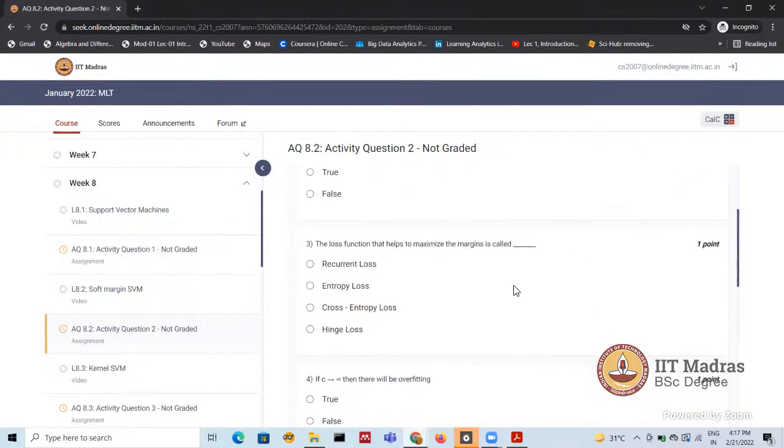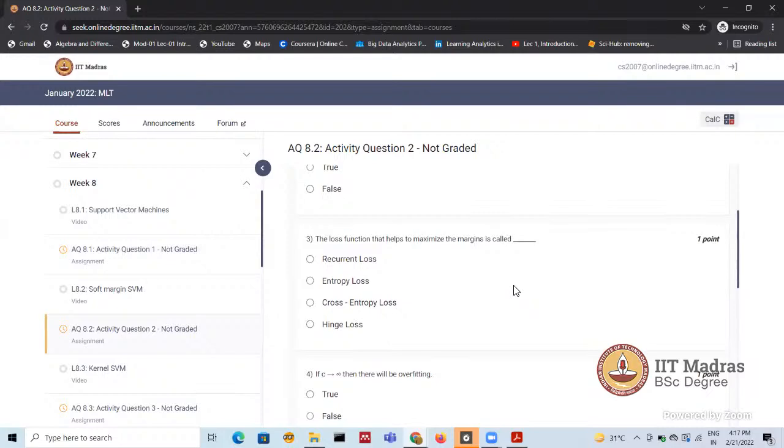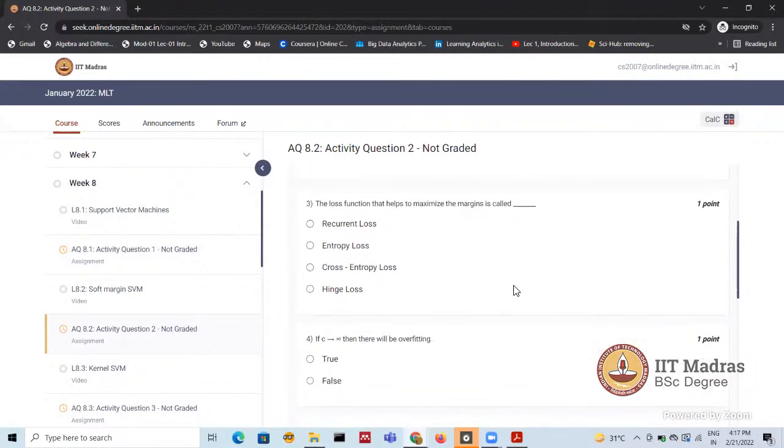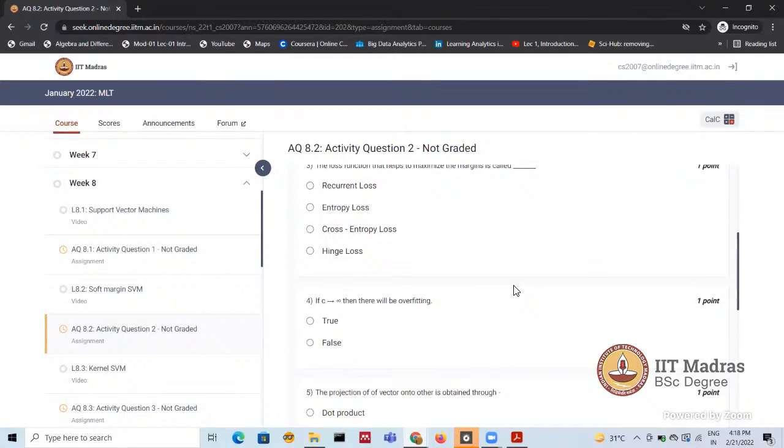Next is the loss function that helps to maximize the margins in case of SVM. Which of the following is it: recurrent loss, entropy loss, cross entropy loss, or hinge loss? Hinge loss, right? So you all know the graph of that hinge function, max of 0 and 1 minus t, right?